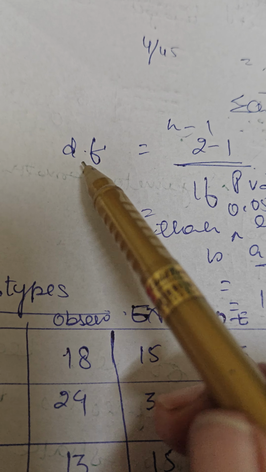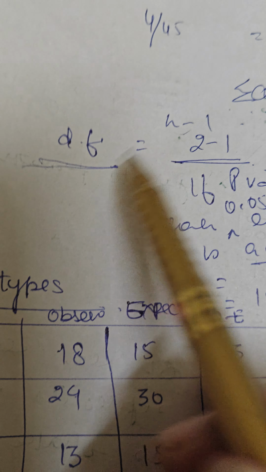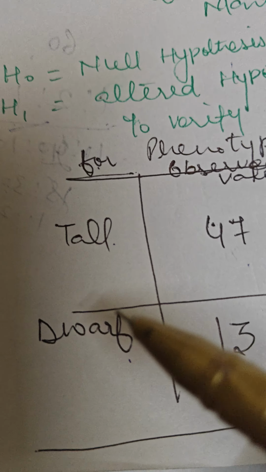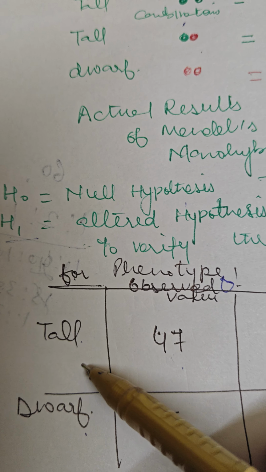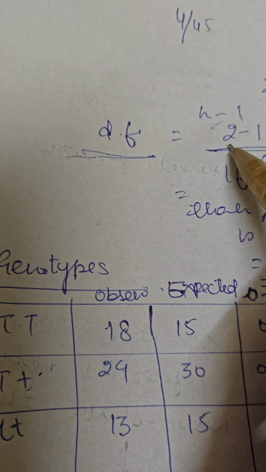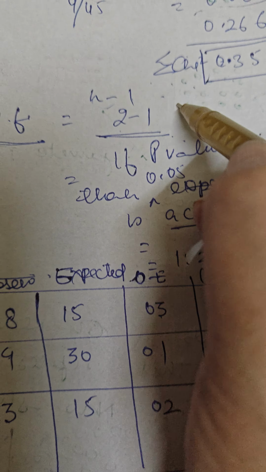Now another thing we need to know here is the degree of freedom. What is degree of freedom? As you saw, there are two rows, that is, there are two variables, therefore n is 2. Degree of freedom would be n minus 1. So n is 2 minus 1, so degree of freedom would be 1. It is equal to 1.